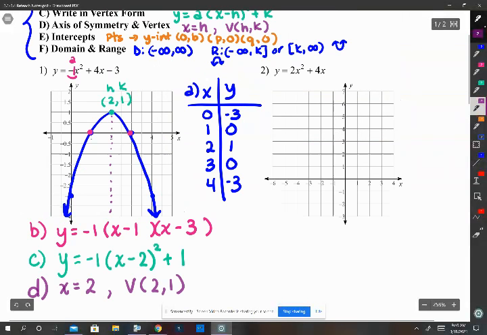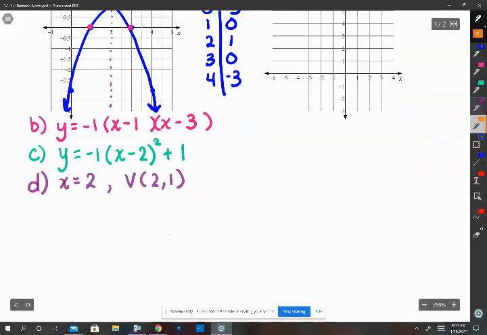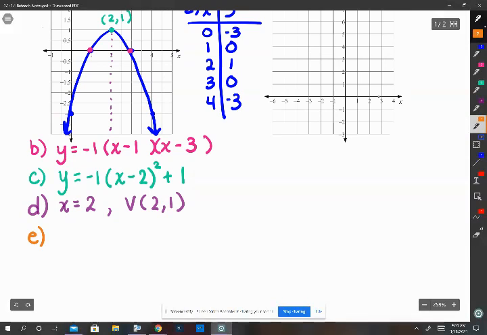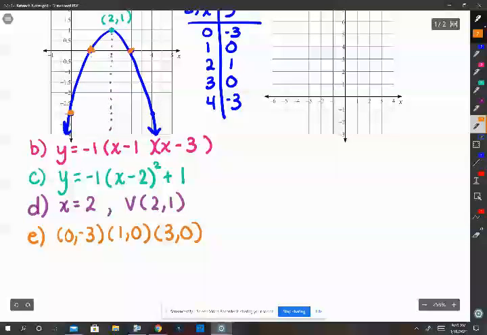And then E is doing our intercepts. So E is talking about where does this graph cross the y-axis. So it crosses here at 0, -3. And then it crosses the x-axis at 1, so 1, 0, and at 3, 0. Okay, so these are the points that I'm caring about here, here, and here in orange. And then the last thing that we're asked to do is do domain and range.